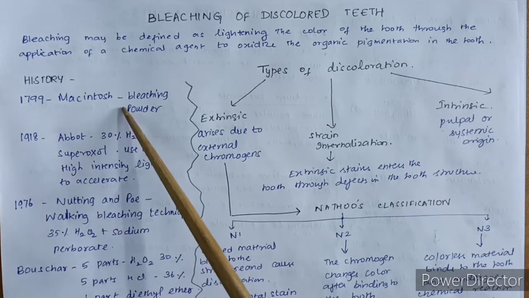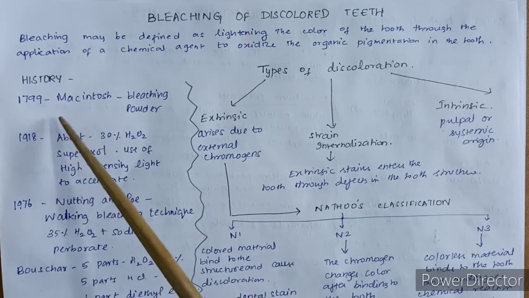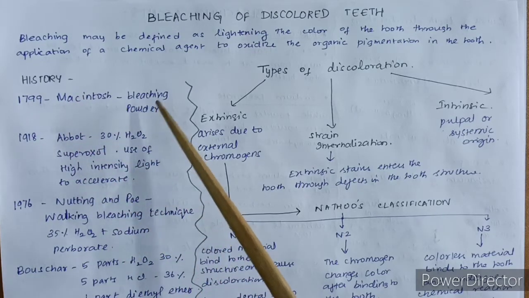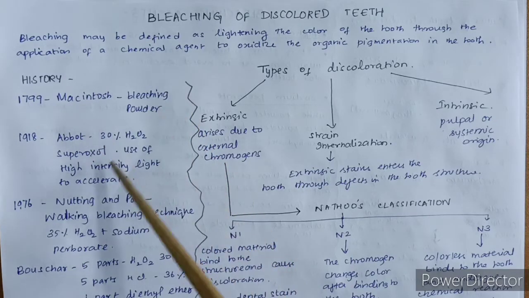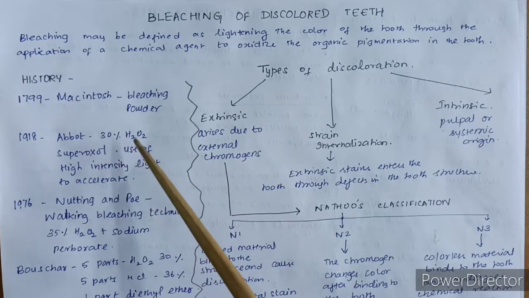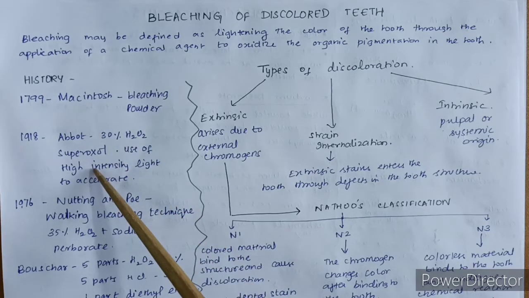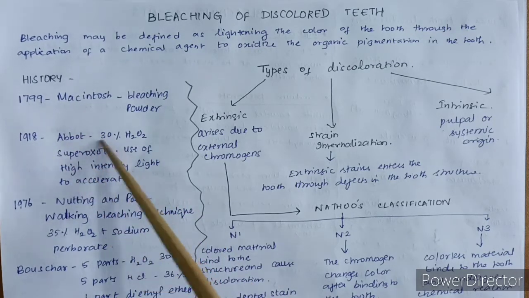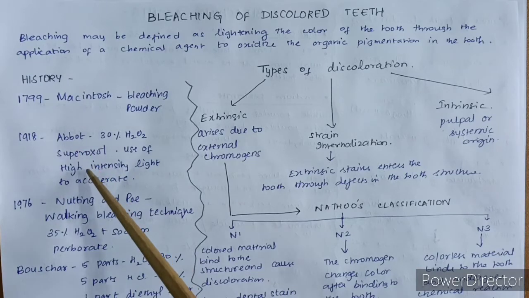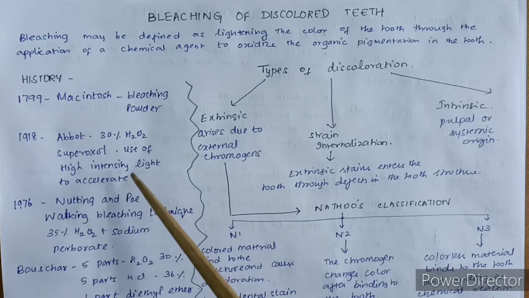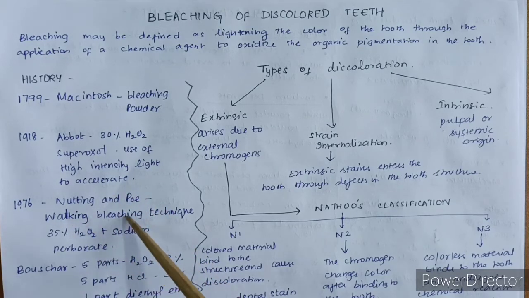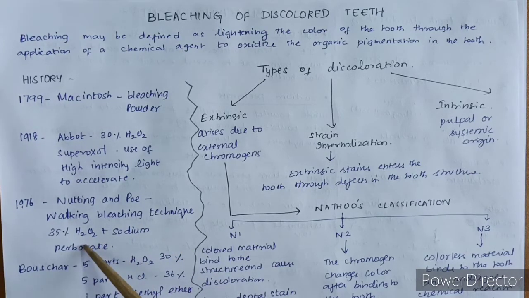So let us also discuss the history. First of all, Macintosh used bleaching powder in order to lighten the color of the tooth. Later, Abbott used nearly 30% hydrogen peroxide, which is superoxol, and this is a viva question: what is superoxol? He also used a high intensity light to accelerate the bleaching process. Then Nutting and Poe introduced a technique called the walking bleaching technique, where they used sodium perborate in combination with hydrogen peroxide.